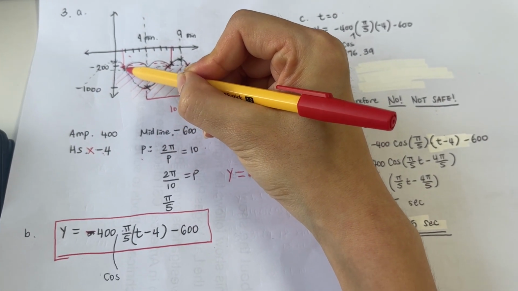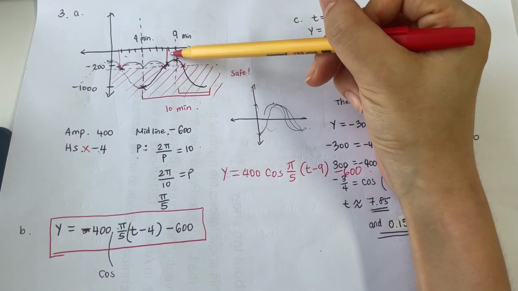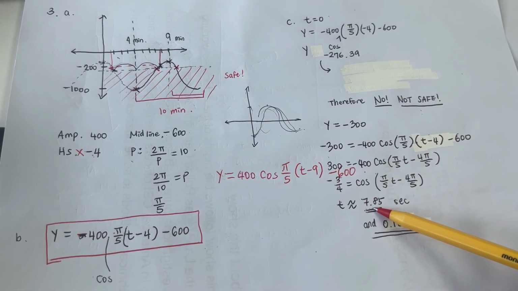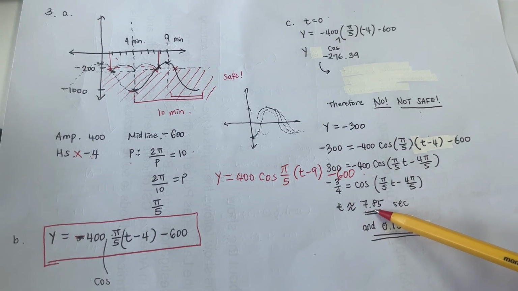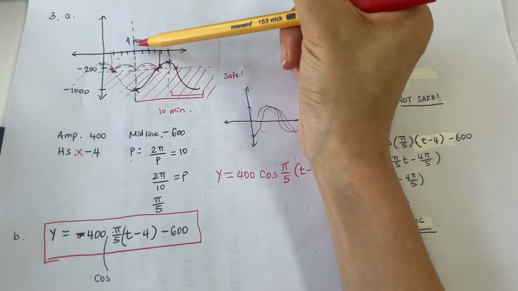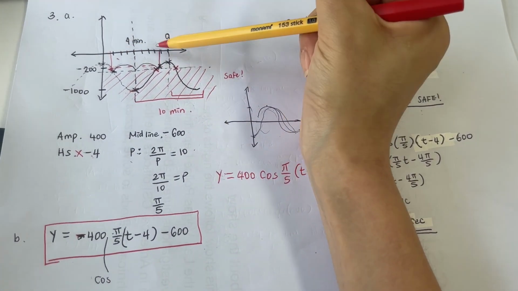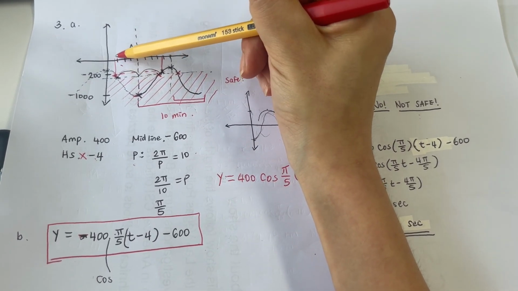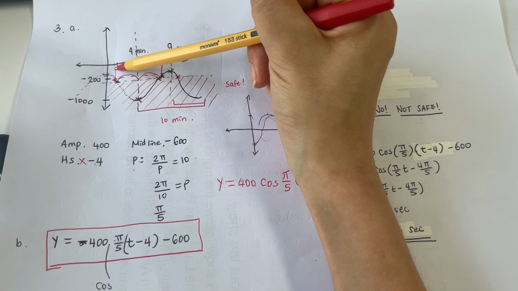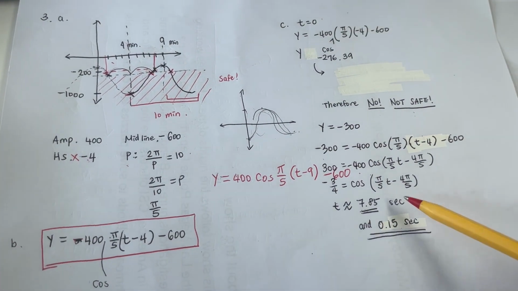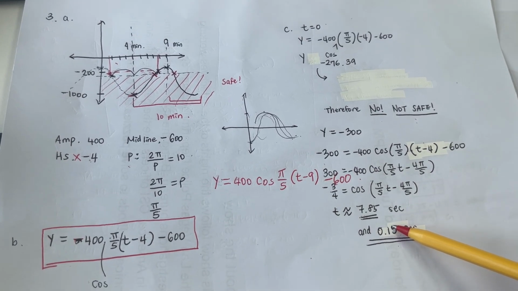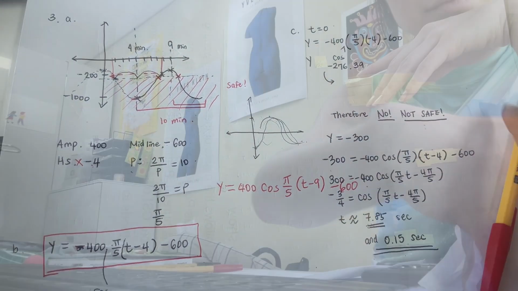So what I ended up doing is calculating the distance between the two. So 7.85 minus 4 would be 3.85. So the distance from 7.85 to 4 is 3.85, which means I would have the same distance on the other side, and that happens to be 0.15. So therefore, the 2 times are 0.15 seconds and 7.85 seconds. Now let's move on to number 4.